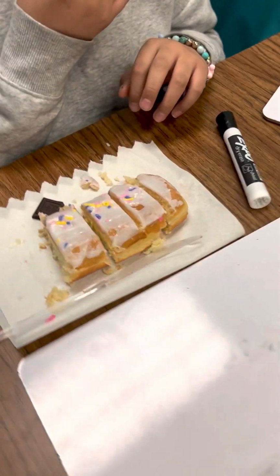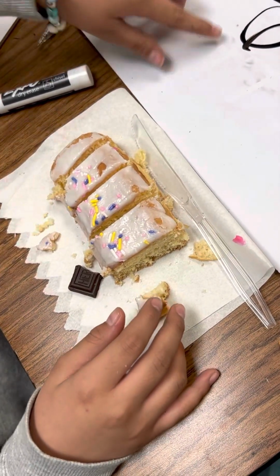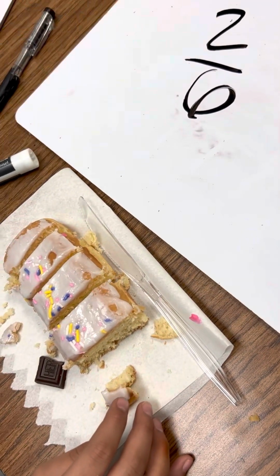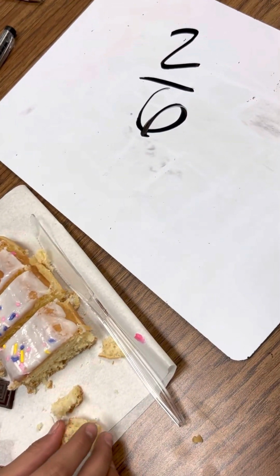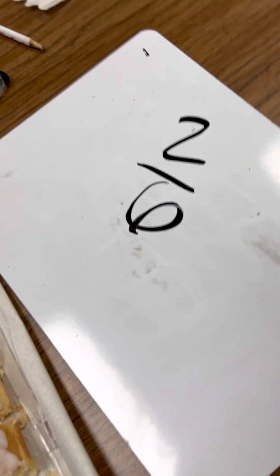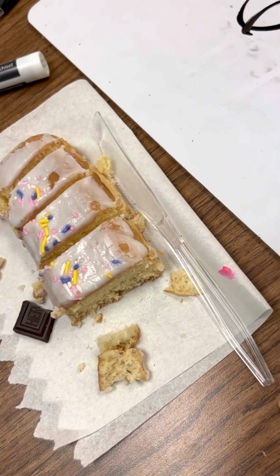Okay, so why did you write down your answer? Why is that your answer? Because there's 3 pieces, and then we chosen or eaten 2. Okay, so you wrote down what number up here? The number that you ate, right? Okay, and then how many total pieces did you have? 6. You had 6 pieces.